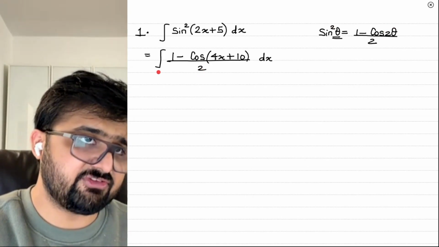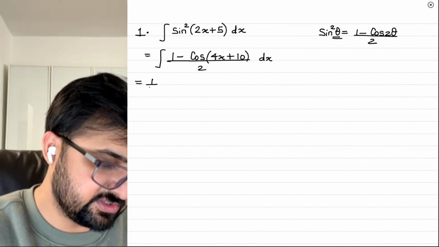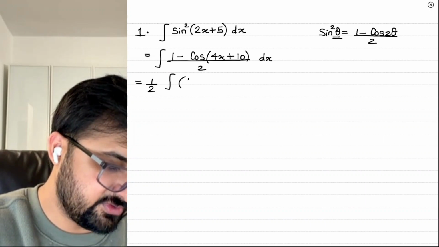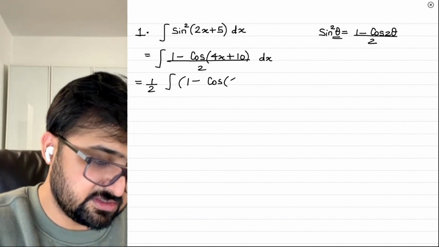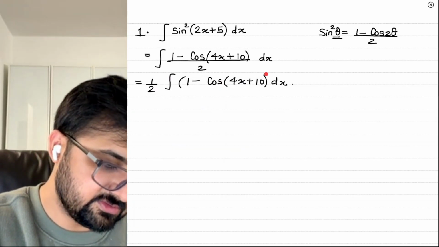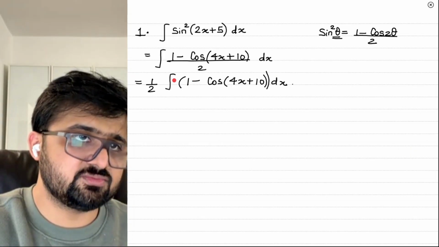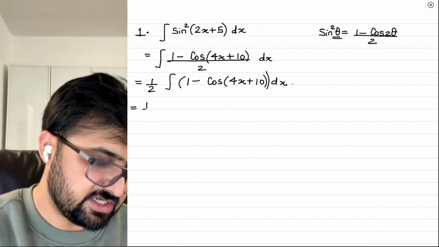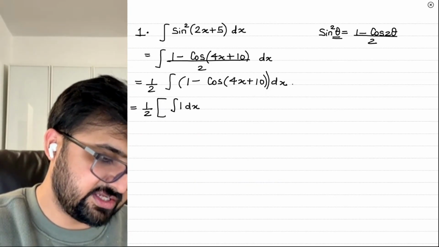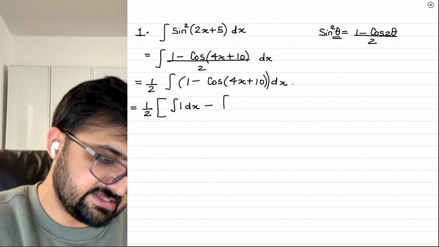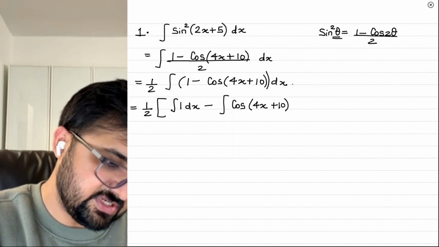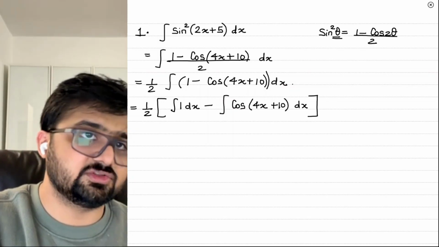Now take that half out, which is the constant in the integration. So you get half times the integration of 1 minus cos (4x plus 10) dx. Now give the integration to both of these terms. So you get half bracket, integration of 1 dx minus integration of cos (4x plus 10) dx, and bracket closed.